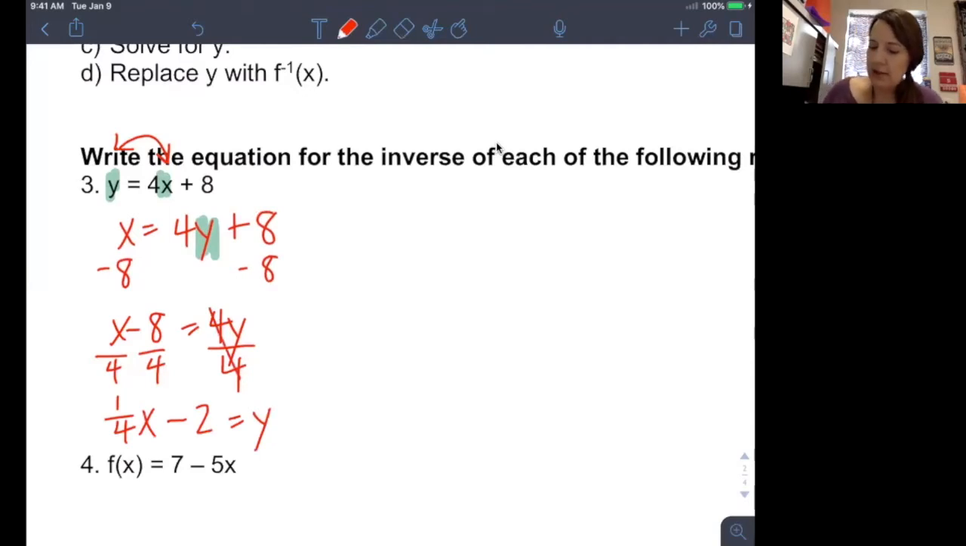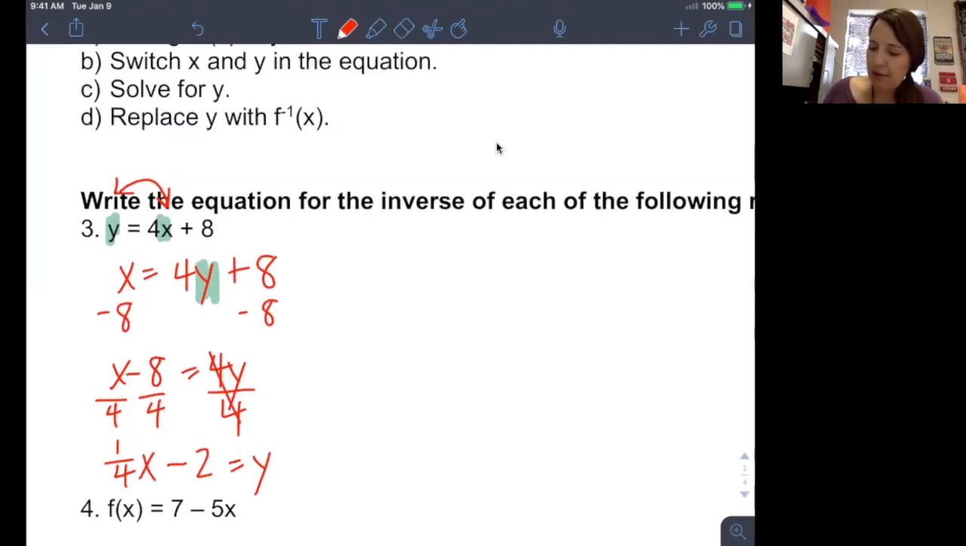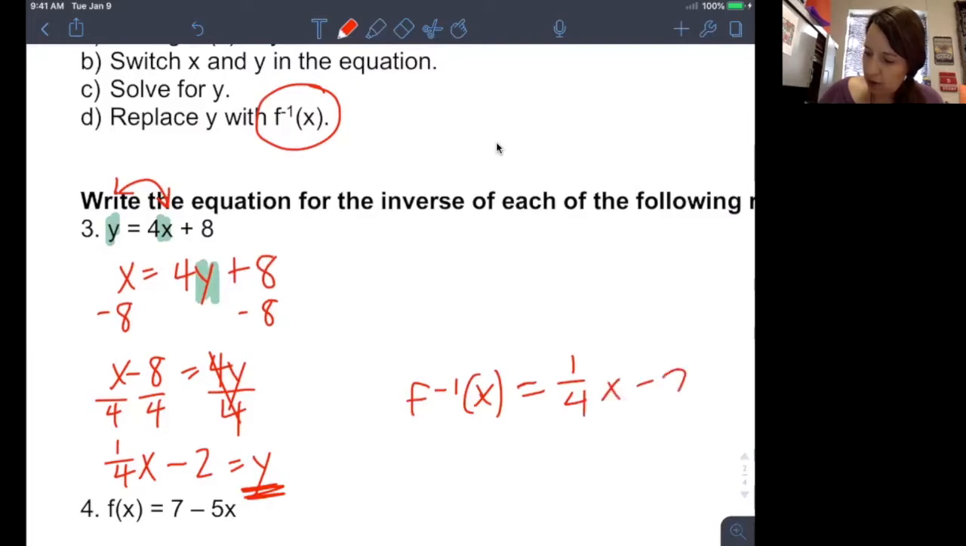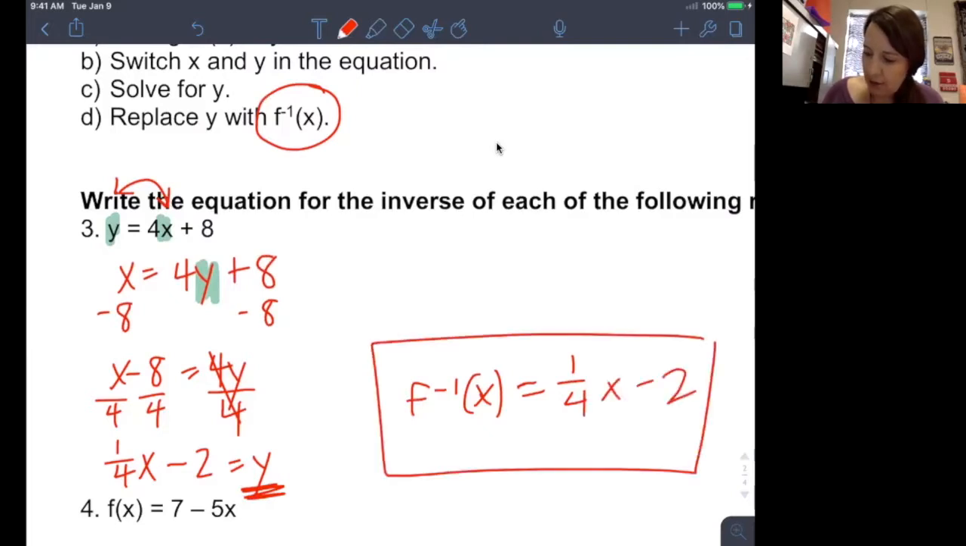And then the last step says we're going to replace y with f inverse of x. You see that exponent of -1, that doesn't mean that we're going to do anything with the function. That just shows that it's not the original, it's the inverse. So we will write this as f inverse of x equals, and we're just replacing this y. So the other side stays the same, 1/4 x minus 2. This would be the inverse equation.